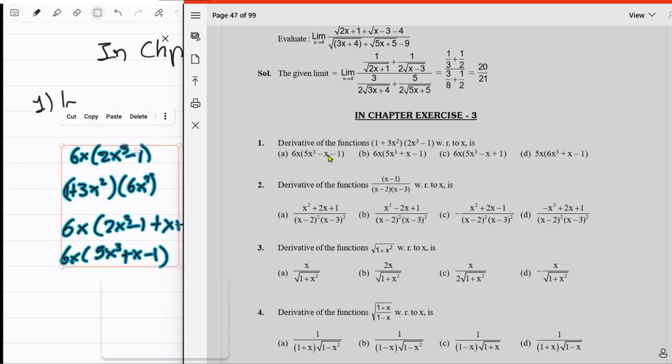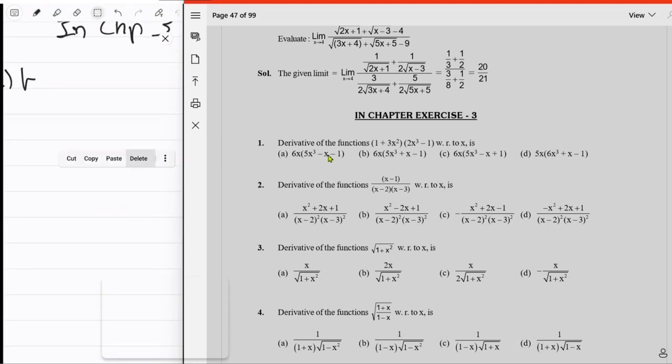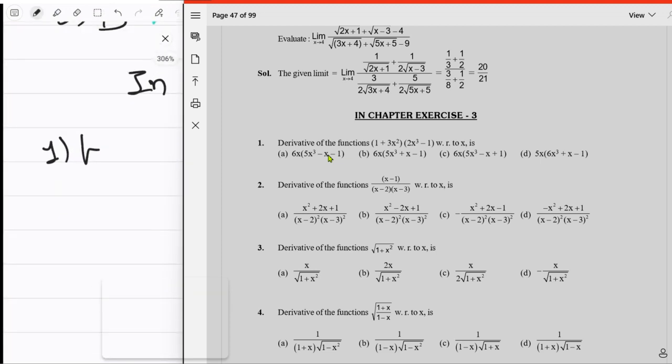Second is derivative of this function with respect to x, which is x minus 1 upon x minus 2 upon x minus 3. So just take the natural log and do the thing, right? Wait, what happened? Oh no. Okay, that's not good. Fine. Just keep on going.